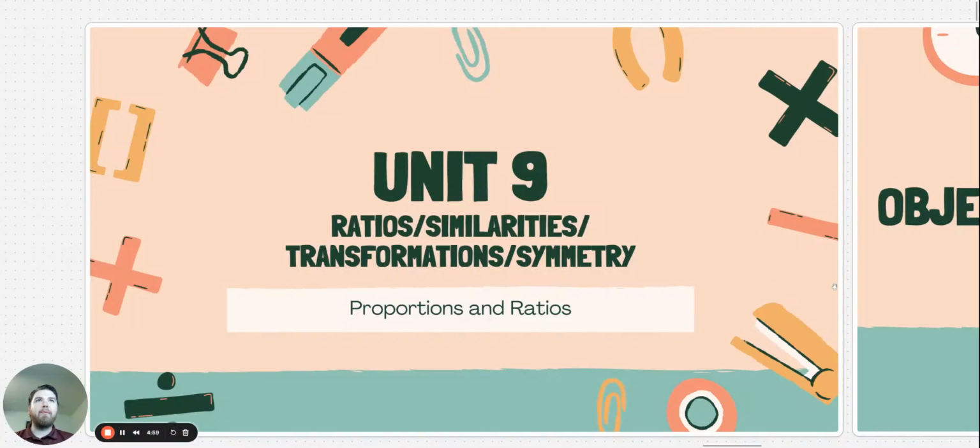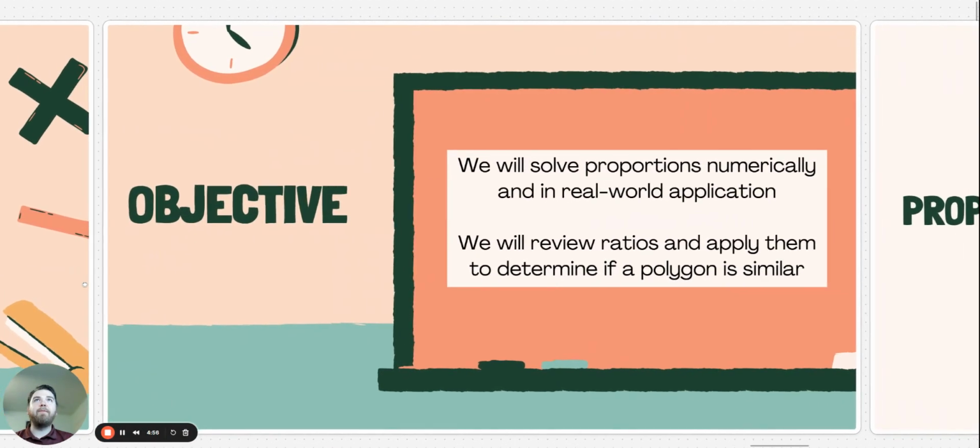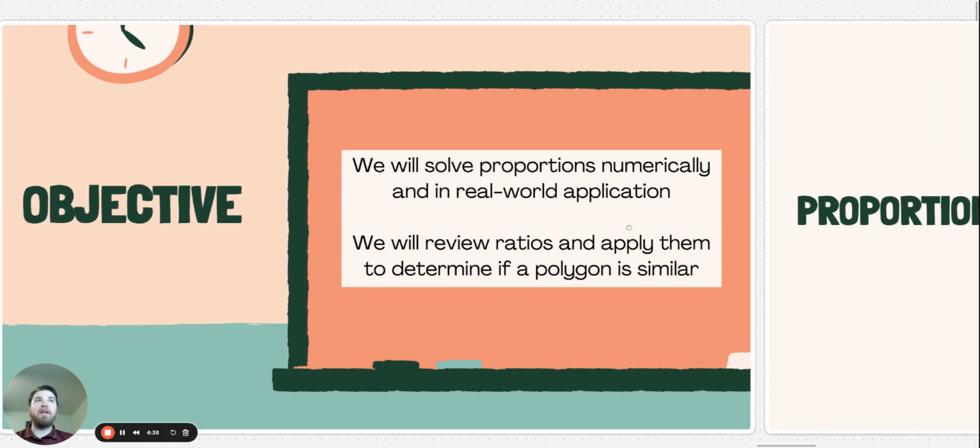All right, we are looking at proportions and ratios, so let's dive right in. Our objective here is that we want to be able to solve proportions not only numerically, so just with numbers, but also in a real world setting, so essentially word problems. Then the other thing we're going to do is take ratios and apply them to determine if a polygon is similar. We're going to look deeper at triangles in a different video, but this is just going to give you a base understanding of it.